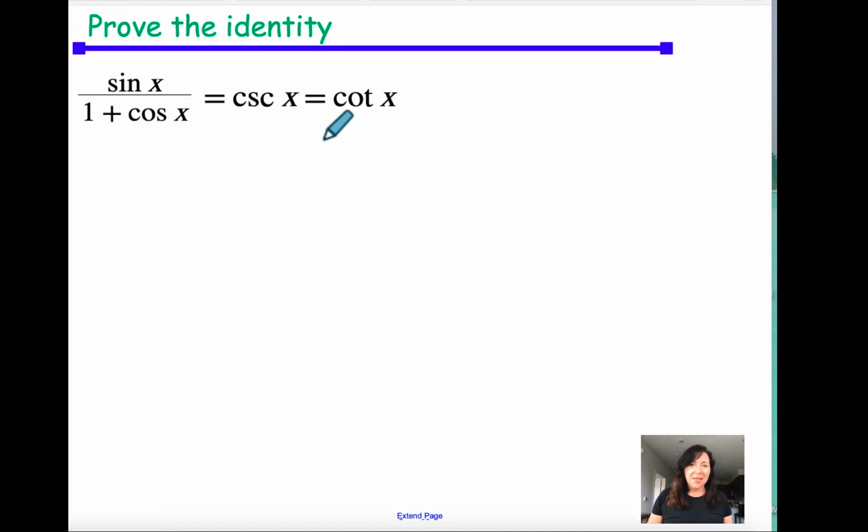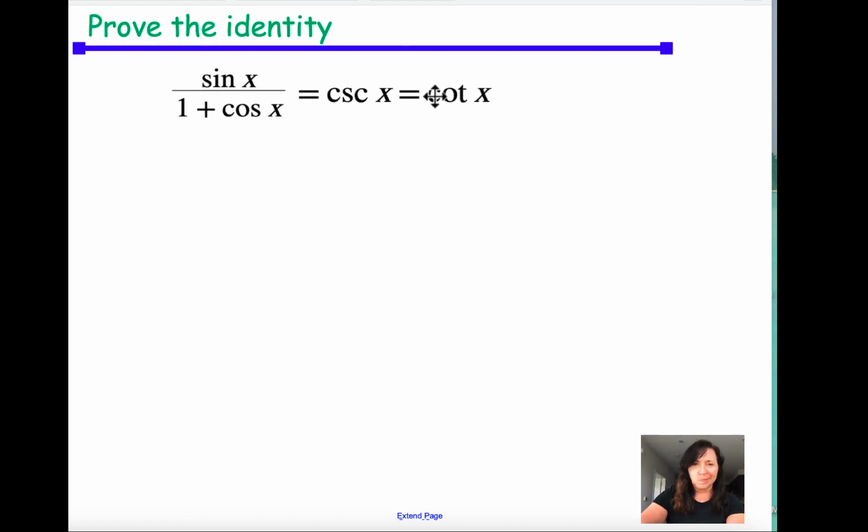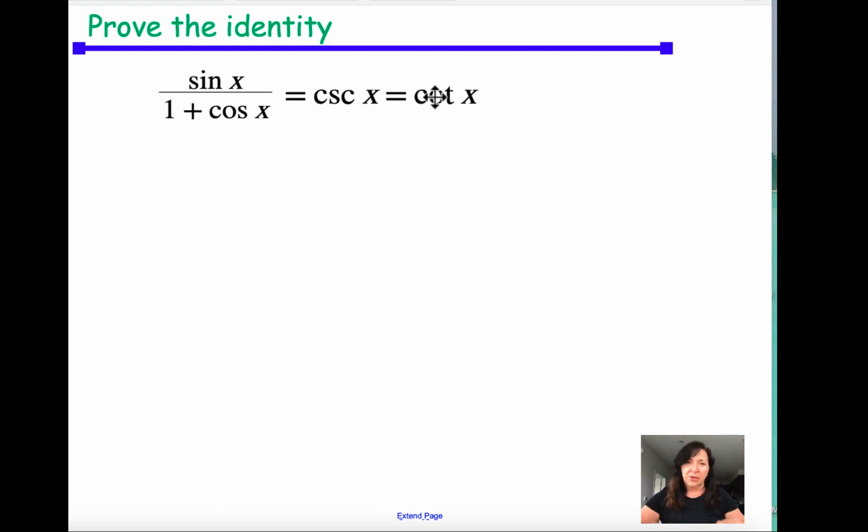Uh-oh. It seems like I have a negative. What are we going to do with that? I'm not really sure if this is supposed to be a minus or plus. I'm going to make it a minus for right now, and we're going to see what we get, okay?